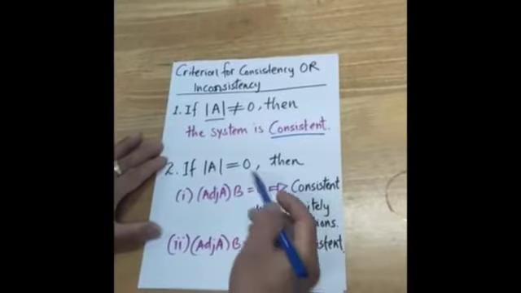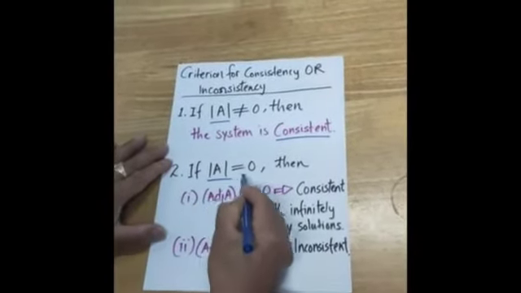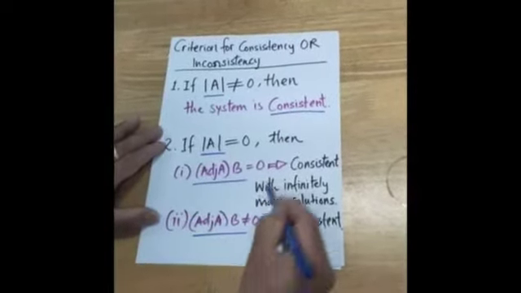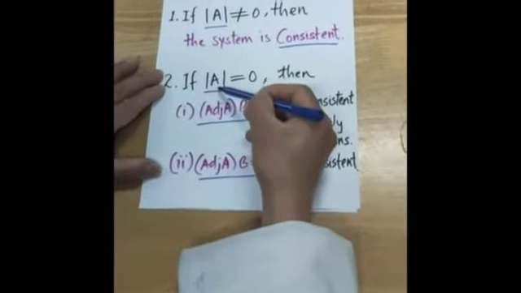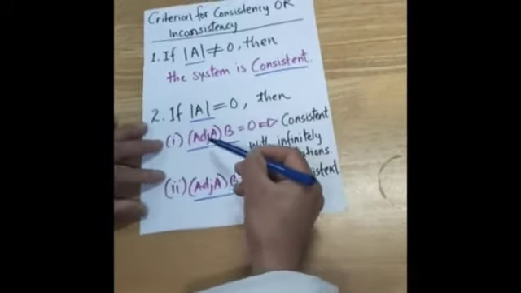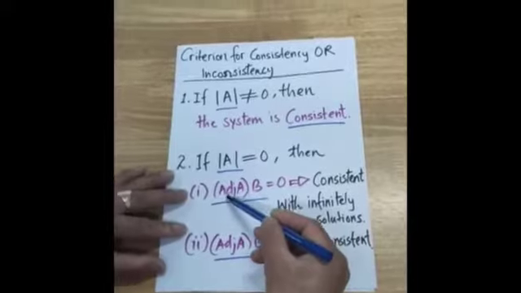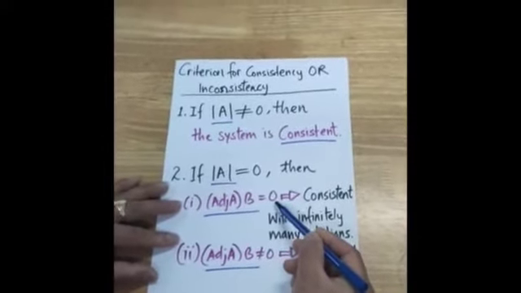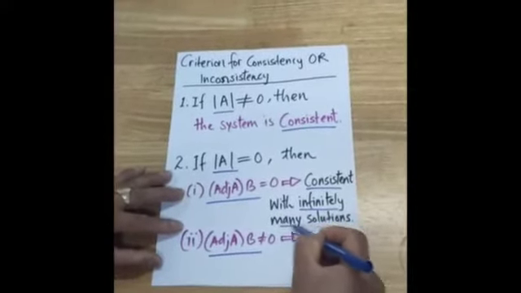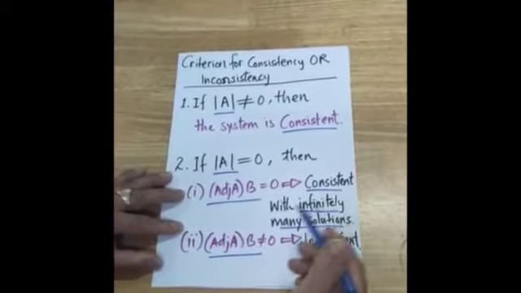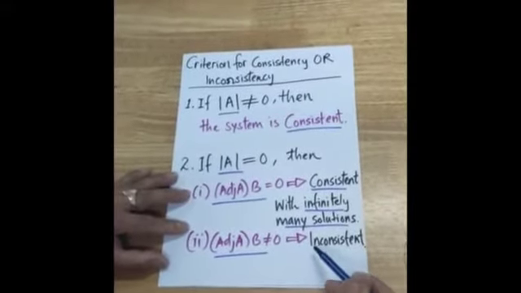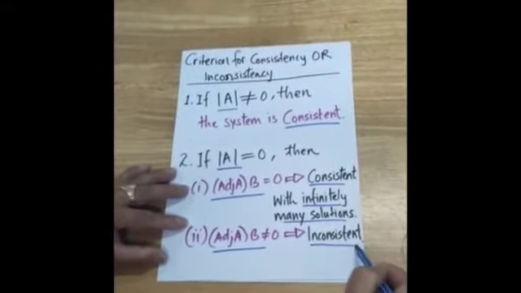And in case the determinant of the coefficient matrix A is equal to 0, then you have to further test two conditions. If the product of the adjoint of matrix A and B is equal to 0, then we say the system of linear equation is consistent with many solutions. However, if the product of the adjoint of matrix A and B is not equal to 0, then we say the system of linear equation is inconsistent.